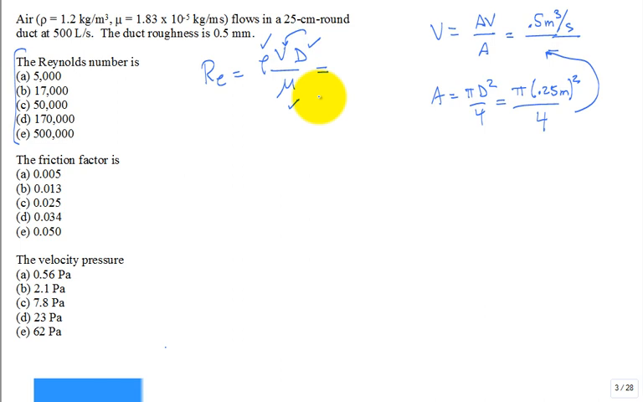Where do you want to go with all the numbers? What's the area? 0.049 meters squared. What's the velocity? 10.2 meters per second. What's the Reynolds number? 166,000? Somewhere around there? What's the closest number? Around 170,000, two digits, right?